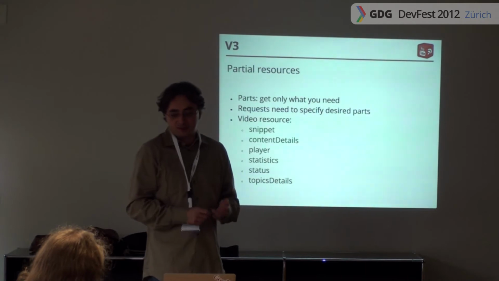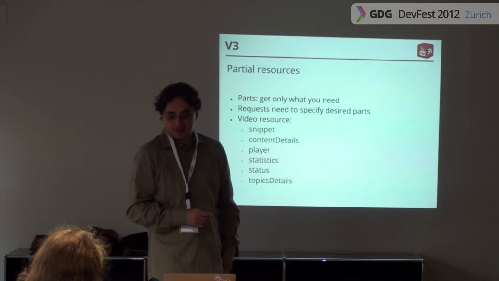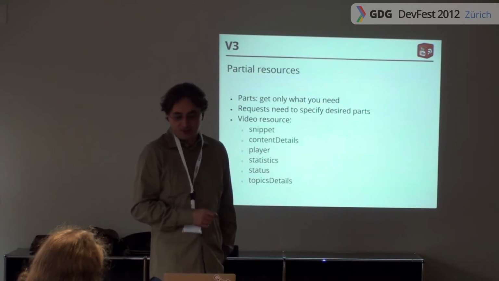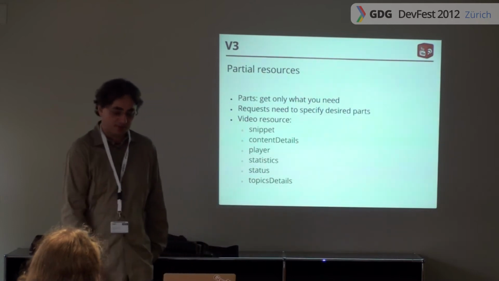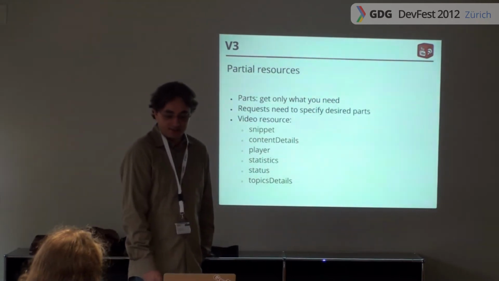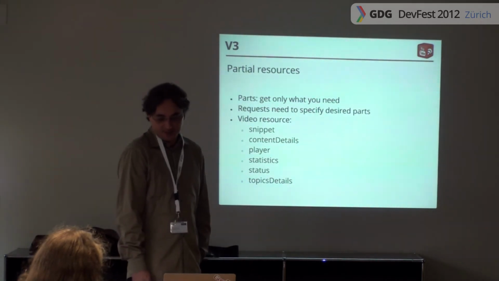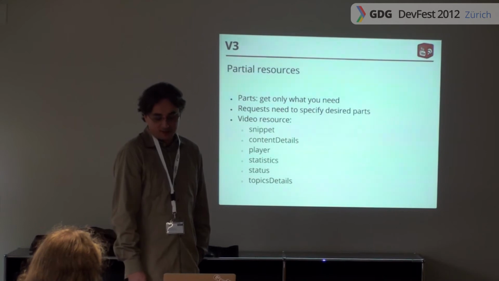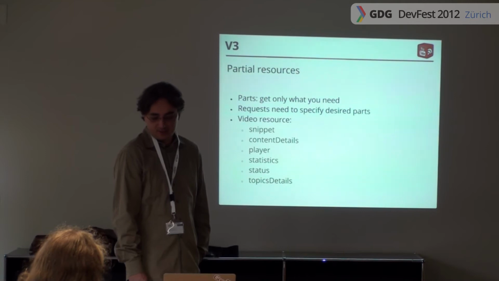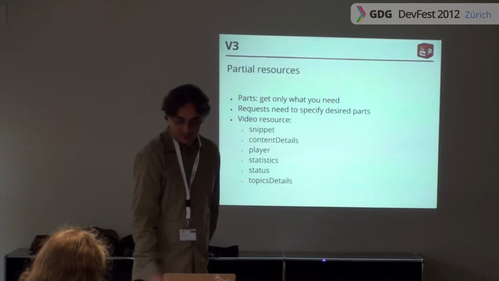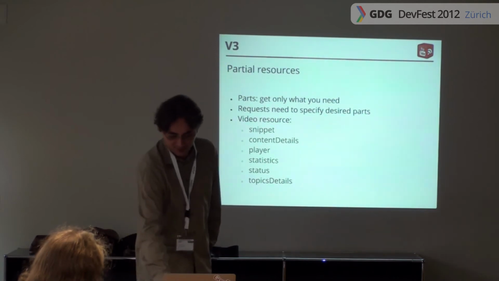So the API requires you to specify which resources you want, which parts. For example, for the video resource we have the following: the snippet, which I'm going to get to now. The content details give you much more information about the video, like the player, the URL to play it, the statistics, and so on. And one of the parts is the topic details, which is also interesting, we just saw it before, right?